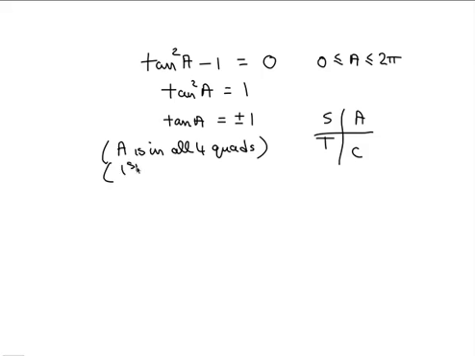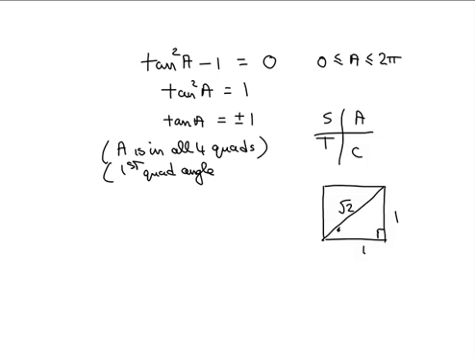The first quadrant angle this time, well, the diagram for this is a square of side 1 with the hypotenuse being root 2. This is pi upon 4, half of the pi upon 2, the right angle, half of that. And tangent of pi upon 4, opposite over adjacent, gives us a 1. So the first quadrant angle is pi upon 4.